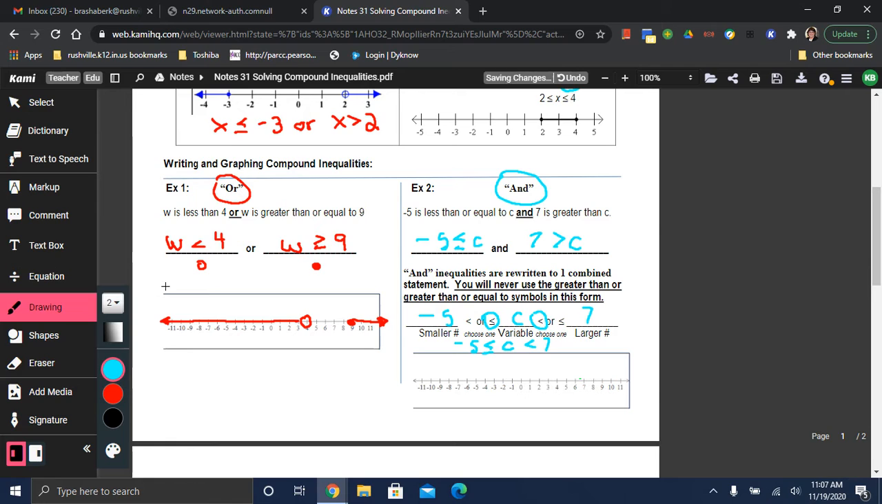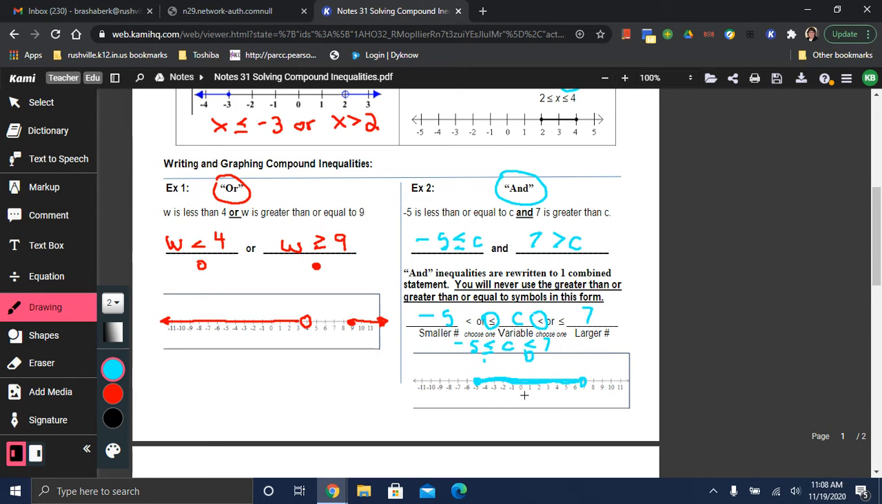And then graphing that, we'll have a solid dot for the -5 and an open circle on the 7. So solid on -5, open on 7, and this C is trapped in the middle of the -5 and the 7. So you'll want to shade, trapping all those numbers in the middle that are solutions.